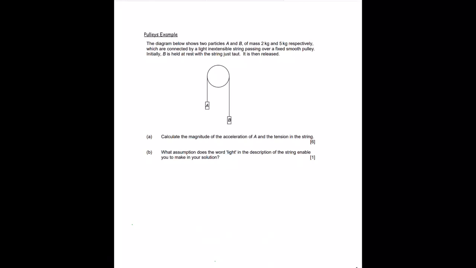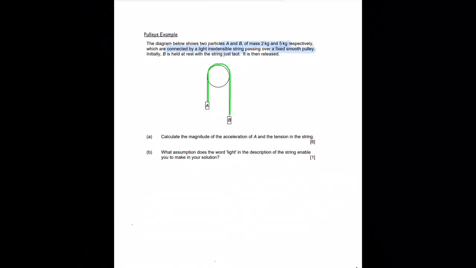It says the diagram below shows two particles, just weights basically, A and B, of mass 2 kilograms and 5 kilograms respectively, which are connected by a light, inextensible string passing over a fixed, smooth pulley. So what's happened here is this box A is attached to a string passing over this smooth pulley, so you can slide over that, fine, and that's attached to B down there.